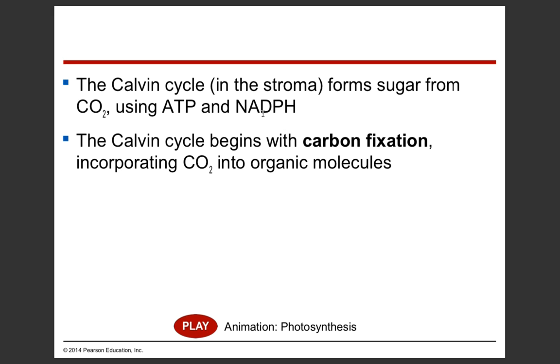If we didn't do the light reactions, we wouldn't have these two things, which means we would not make sugar. We're going to form sugar from carbon dioxide, which is in the air and enters through the stomata, using ATP and NADPH. And where did these two things come from? They came from the light reactions. The Calvin cycle has 3 different phases. The first phase is called carbon fixation, and it incorporates carbon dioxide into organic molecules.